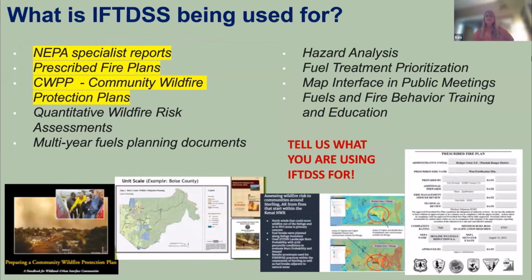So IFTDSS is being used for a lot of different things. I'm going to highlight 3 things today. Some NEPA planning, prescribed fire plans, and some community wildfire protection plans. Those are the big ones, I think. A lot more folks are starting to use IFTDSS for risk assessment work, hazard analysis, prioritizing their fuels treatments and things like that. So there's a myriad of things out there, but I really want to highlight these 3 main projects today. So I'm going to show you some examples from each of those.